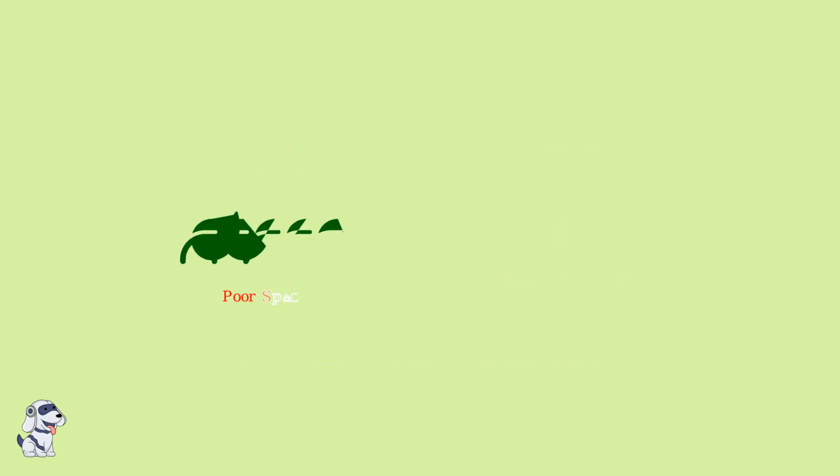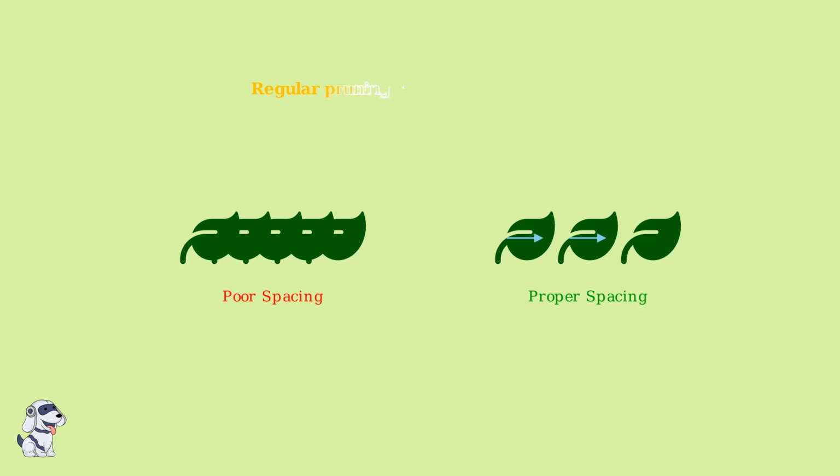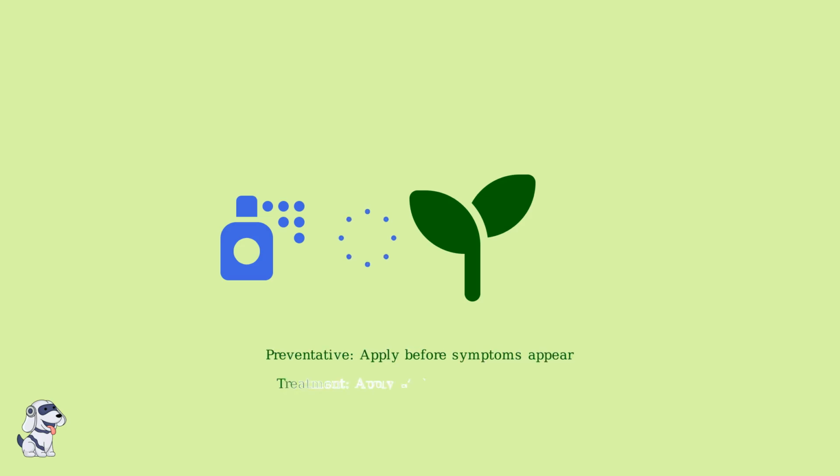Improving air circulation is crucial for reducing humidity around plants. Proper plant spacing and strategic pruning help create airflow that makes conditions less favorable for bacterial growth. Copper-based bactericides are highly effective against Pseudomonas. They can be applied preventatively before infection occurs or as treatment at the first signs of disease symptoms.